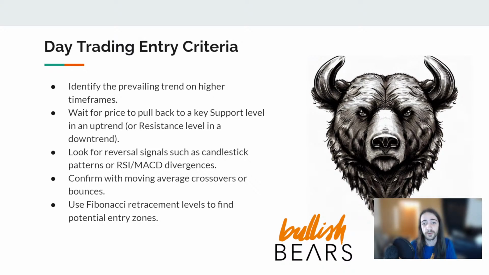So identify the prevailing trend of the trades, and wait for price to pull back to a key support level in an uptrend or a resistance level in a downtrend. Look for reversal signals such as a candlestick pattern or RSI and MACD divergences. That's also very important, guys, and can be used as a trading, not strategy, but confirmation.